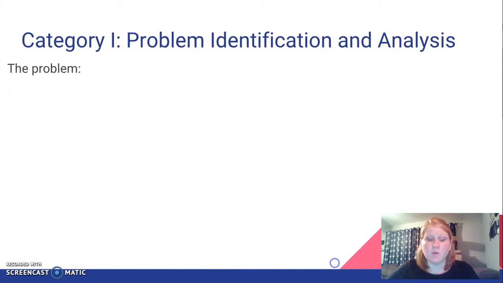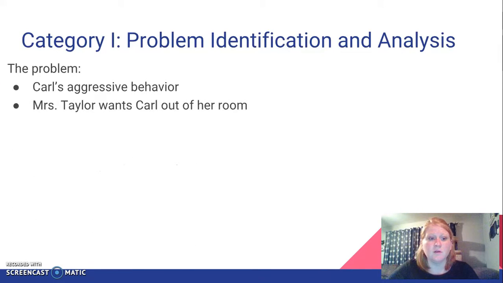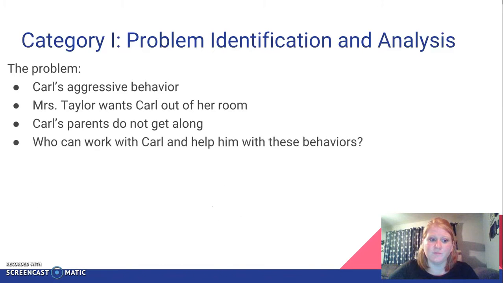So what's the problem? The problem is Carl's aggressive behavior. It's that Mrs. Taylor wants Carl out of her room. It's that Carl's parents do not get along at all. The problem is also who can work with Carl? Who is there in the building or outside of the building that can help him with these behaviors?